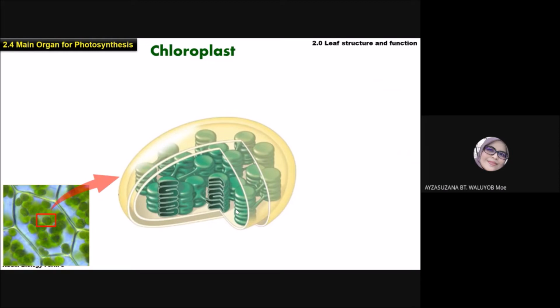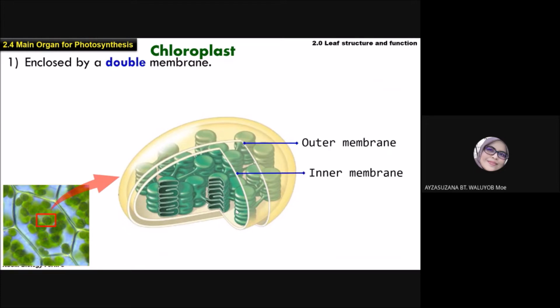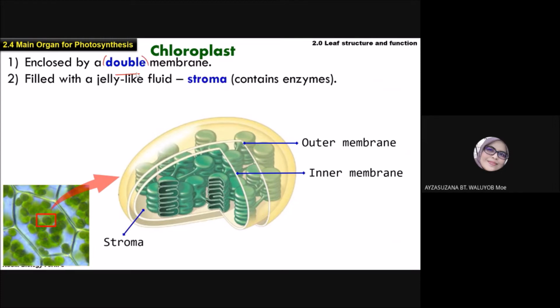Alright, this is the chloroplast. Now, we look one by one at the structure of the chloroplast. Enclosed by a double membrane. This is the outer membrane. This is the inner membrane. So, chloroplast is enclosed by a double membrane. Okay, ada dua dia punya membrane bertindan. Filled with a jelly-like fluid or stroma. Okay, here this is the stroma. Okay, cecair berbentuk jelly. Okay, contains enzymes. So, stroma contains enzymes. What is the function of the enzymes? Kita akan tengok nanti.